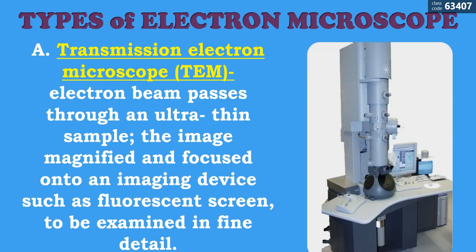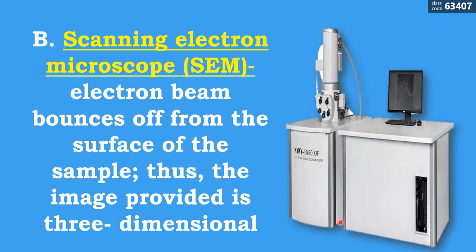The first one is TEM, or the transmission electron microscope. It holds an electron beam that passes through an ultra thin sample. The image is magnified and focused onto an imaging device such as a fluorescent screen, to be examined in fine detail. The other type is called the scanning electron microscope, or SEM. So this is the picture at the right. In here, the electron beam bounces off from the surface of the sample, thus the image provided is three-dimensional. So those are the two types of electron microscope.